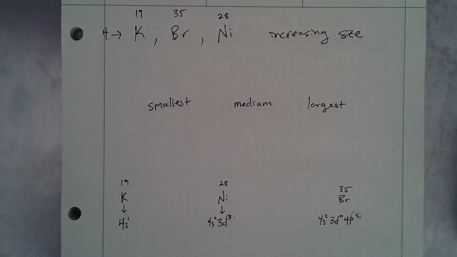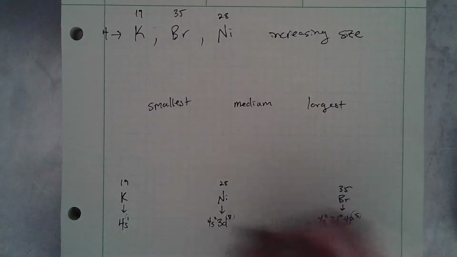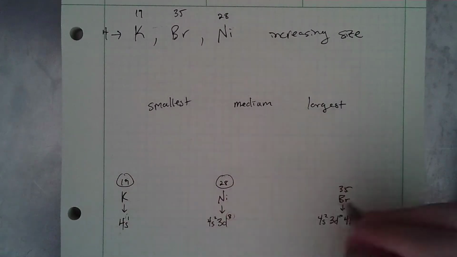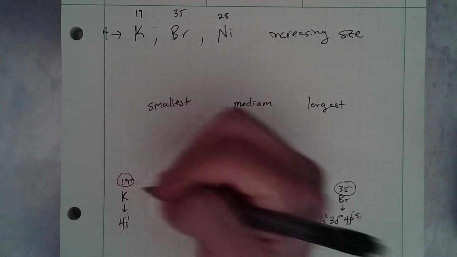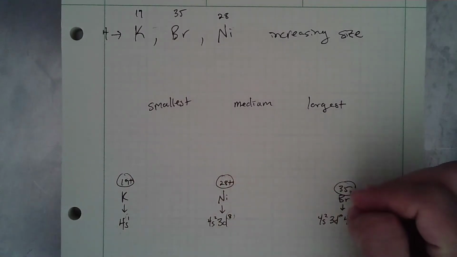The other thing that we should consider is their atomic number. What does the atomic number tell us? Well, the atomic number is the number of protons, in addition to being the number of electrons in a neutral atom. But for now, think about that. That's the positive charge in the nucleus.